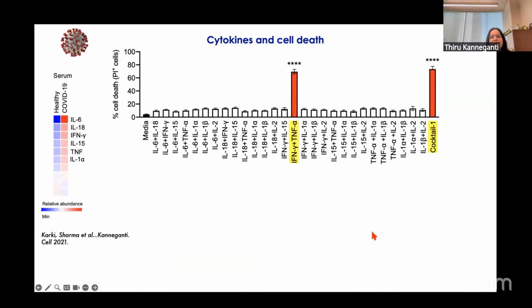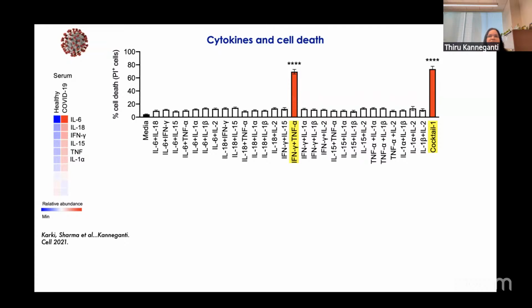So during COVID, we asked a very simple question: are there any cytokines that are triggered downstream of innate immune responses? Because you all know TLRs can lead to TNF production, right? And then interferon gamma can be produced by NK cells.